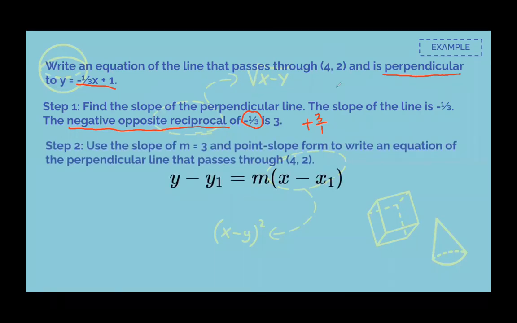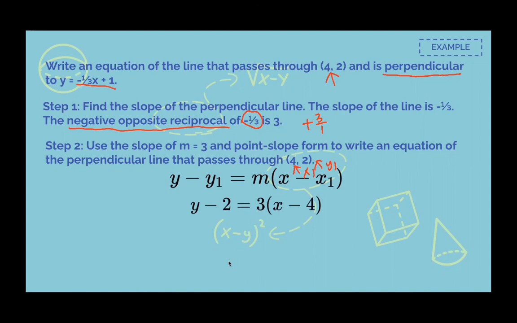We're going to use the point that we were given that says that the line passes through (4, 2). So go ahead and use (4, 2). 4 will be x1, 2 will be y1. Now you can go ahead and plug these values into your equation. So y minus 2 equals 3 times x minus 4.